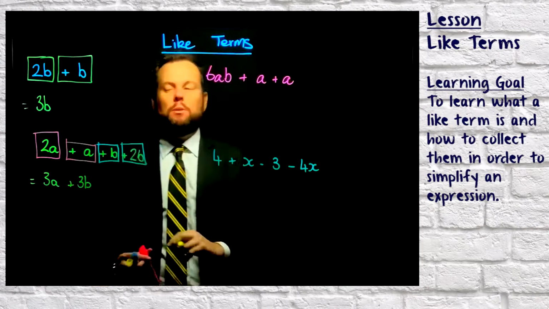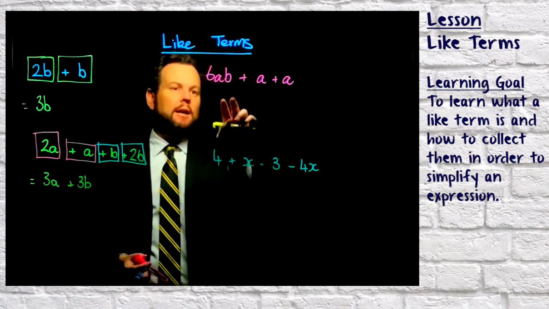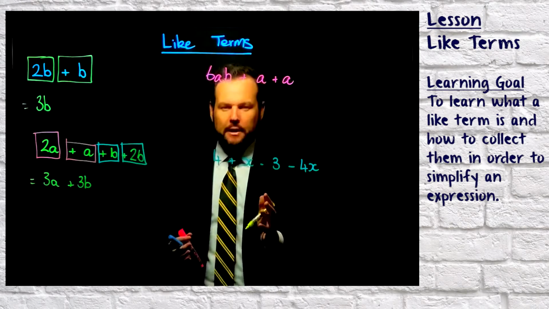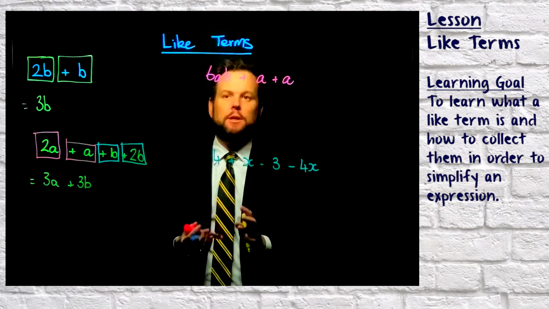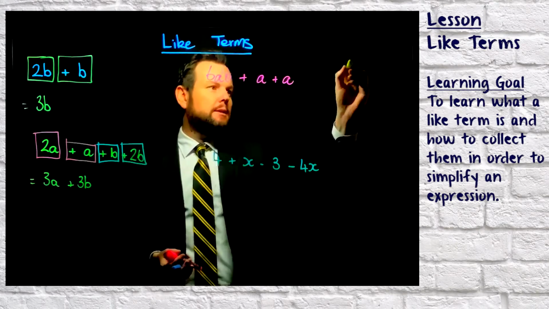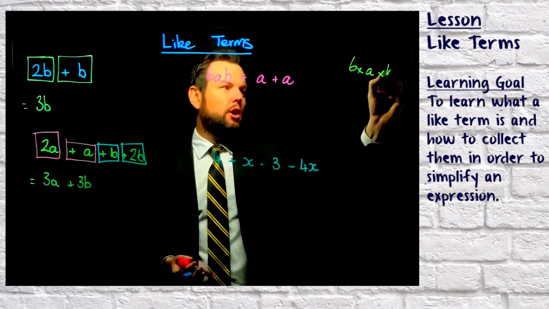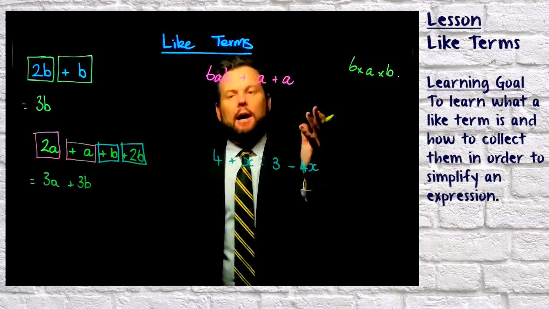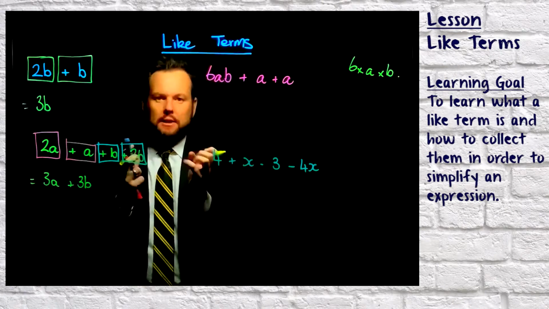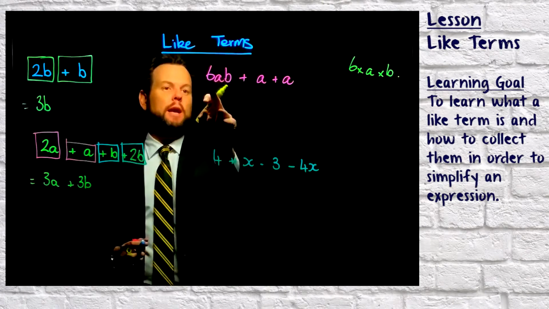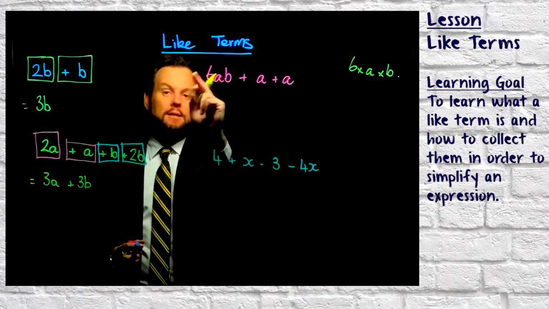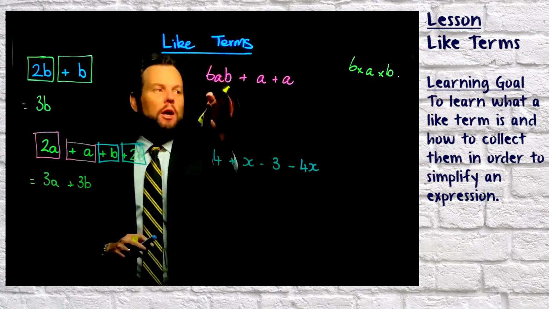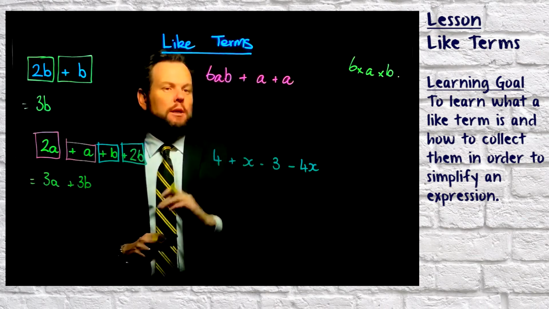Now, the question I asked you before, do you think that an AB and an A are like terms? The answer to that is no, they're not like terms. Because over here I've got 6 times A times B. And this is a classic example of why you shouldn't look at a variable and give it a physical object, because sometimes we have variables that are together. So that is not a like term to that, okay?